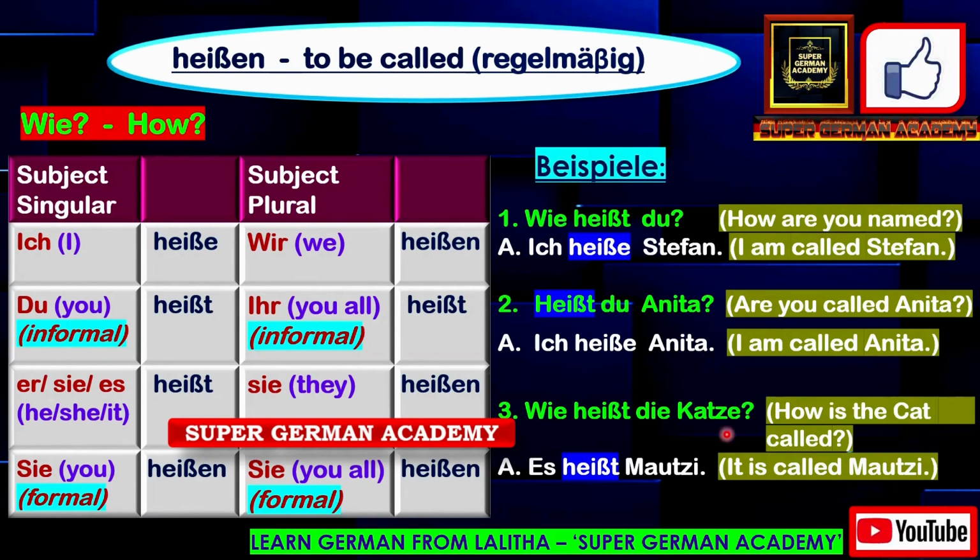Wie heißt die Katze means how is the cat called? Es heißt Mozzi. It means it is called Mozzi. Here if you see the conjugation for es, it is heißt. The third person es, it is heißt. So es heißt Mozzi means it is called Mozzi. The cat is called Mozzi. If you want to say it that way, you can say die Katze heißt Mozzi. The cat is called Mozzi. This is how the heißen conjugation is used, and this is regelmäßig, that is a regular verb.